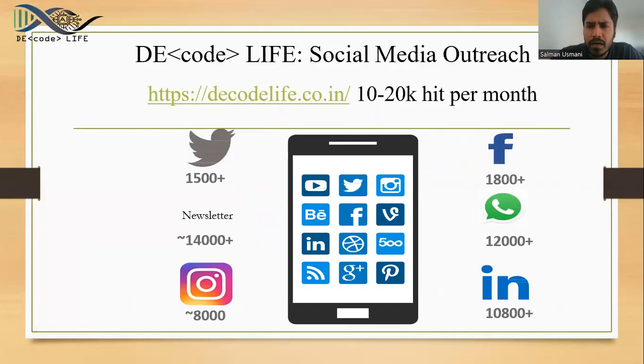This is a little bit about our social media outreach. This is the website domain. It gets a lot of hits per month, and whenever we launch a workshop, those weeks get a lot of hits. On Twitter, we have more than 1,500 followers. On Instagram 8,000. On LinkedIn we have a network of more than 10,800. And on Facebook we have a network of 1,800 plus. So that's our social media outreach. It has been growing phenomenally for the past 3 to 4 months.